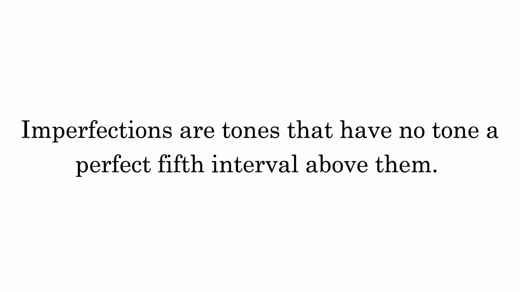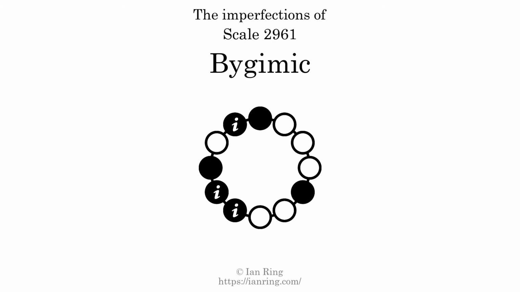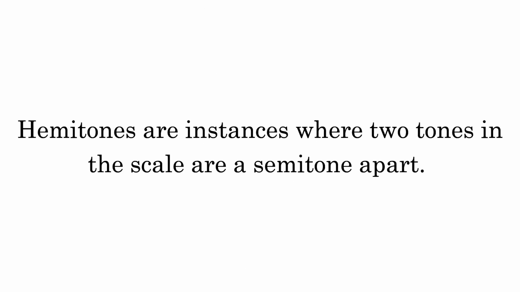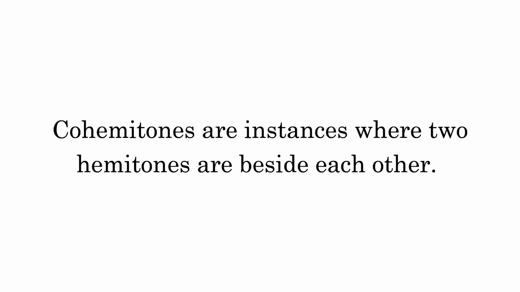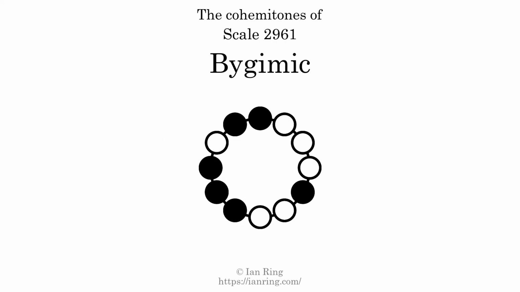Imperfections are tones that have no tone a perfect fifth interval above them. This scale has 3 imperfections. They are at positions here, here, and here. Hemitones are instances where 2 tones in the scale are a semitone apart. This scale has 3 hemitones. They are at positions here, here, and here. Cohemitones are instances where 2 hemitones are beside each other. This scale has 1 cohemitone.